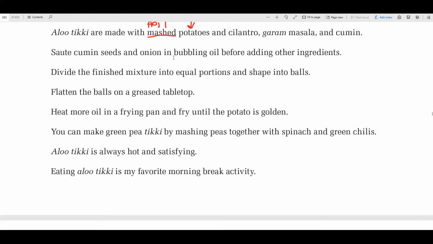Saute cumin seeds and onion in bubbling oil before adding other ingredients. Okay, can you find, now there's two of them in this sentence. We have bubbling and we have adding. Okay, so bubbling is acting as what? Well, because there's a noun right after it, it kind of gives you a hint that it's telling what kind of oil. So this is acting as an adjective, modifying oil.